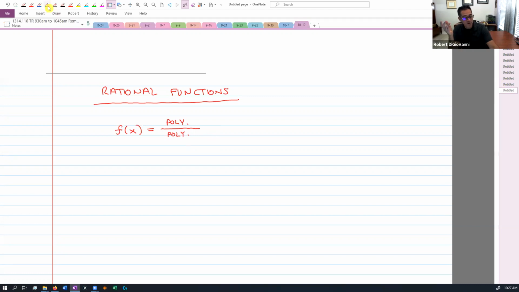So I'm going to give you now specific examples. As an example, here is one type of rational function. Let's do this one.